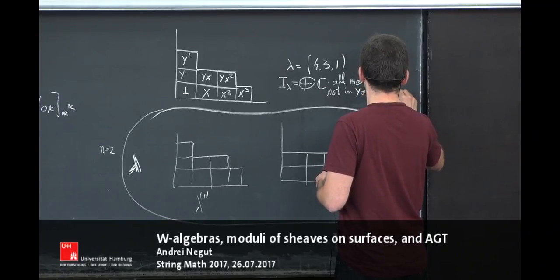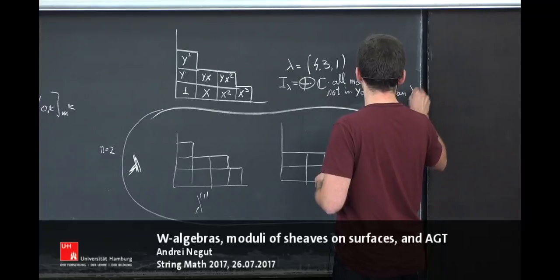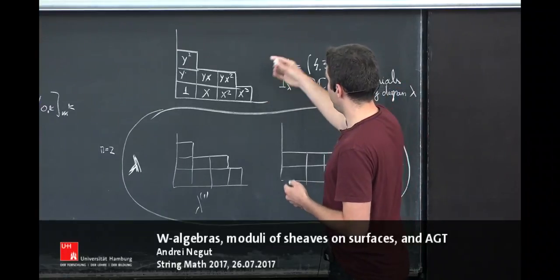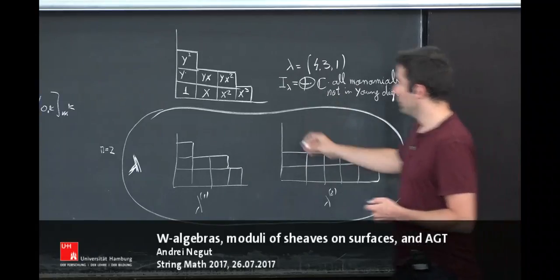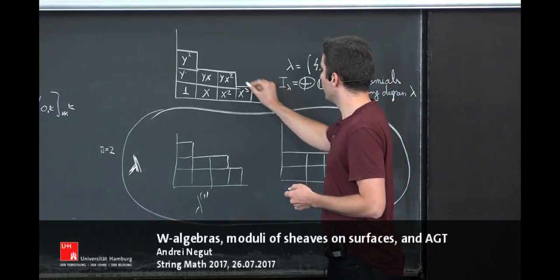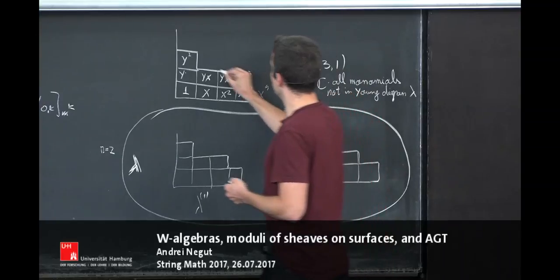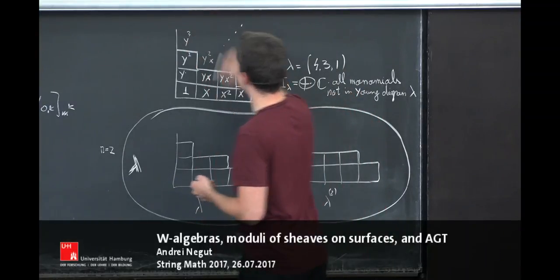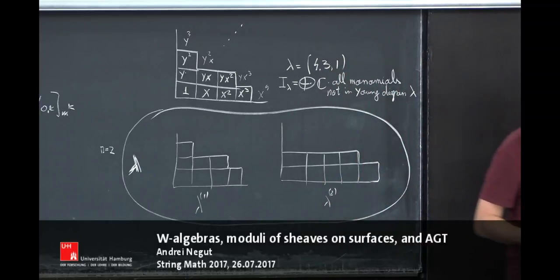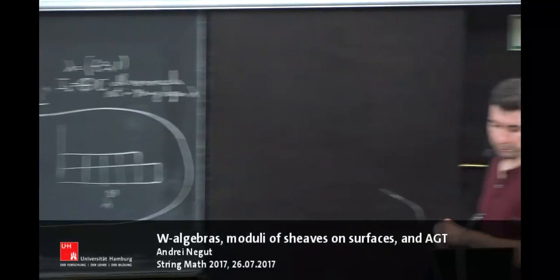So I claim, and it's actually very easy to see, that the linear span of all the monomials which are not in this Young diagram, so meaning x4, yx cubed, y cubed x, y cubed, and all of the other ones, is an ideal in C of xy, and that's essentially equivalent to being a partition.